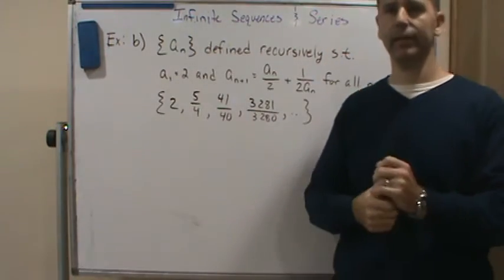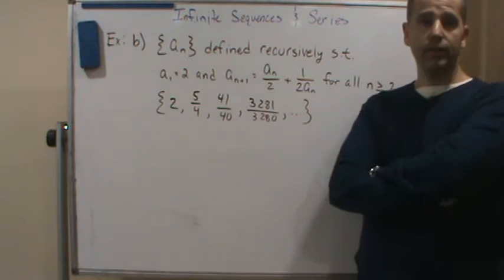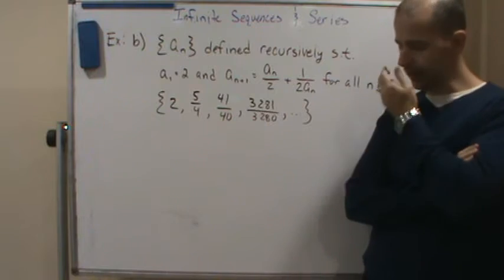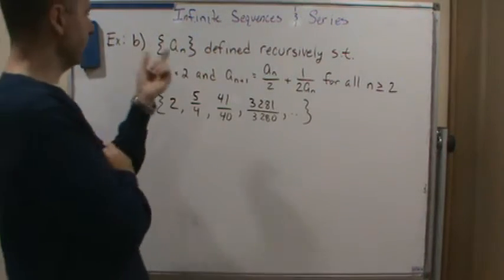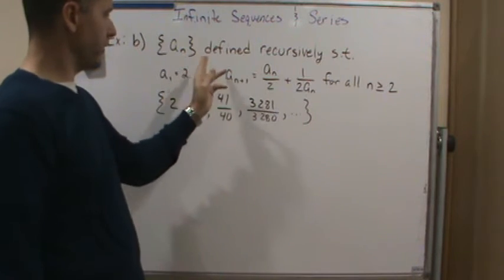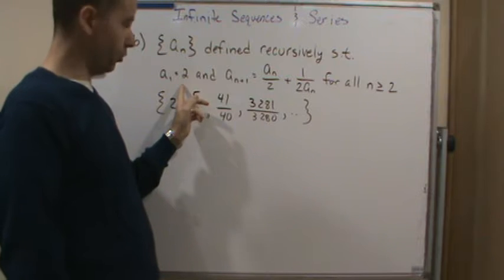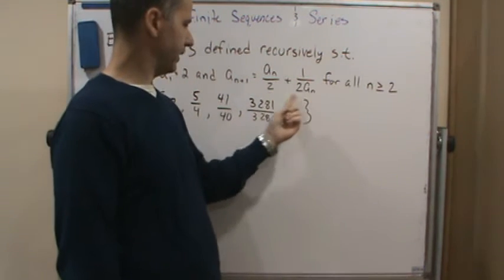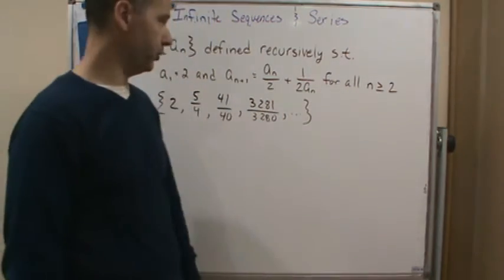Okay, so welcome back. Now, in this example, we're looking at a sequence that is defined recursively. Okay, so how would we handle something like this? Well, let's read through it carefully. It says we have a sequence a sub n defined recursively such that a1 is 2, and then a sub n plus 1 is defined by this formula for all n greater than or equal to 2.